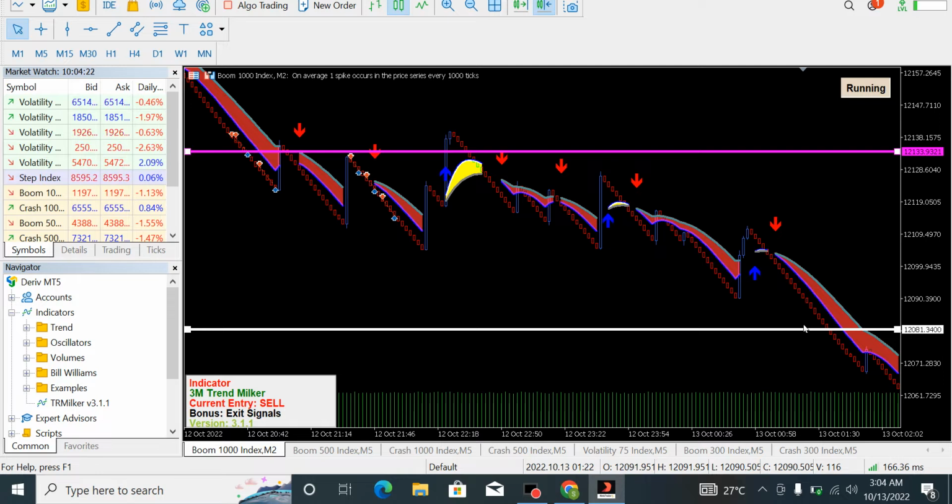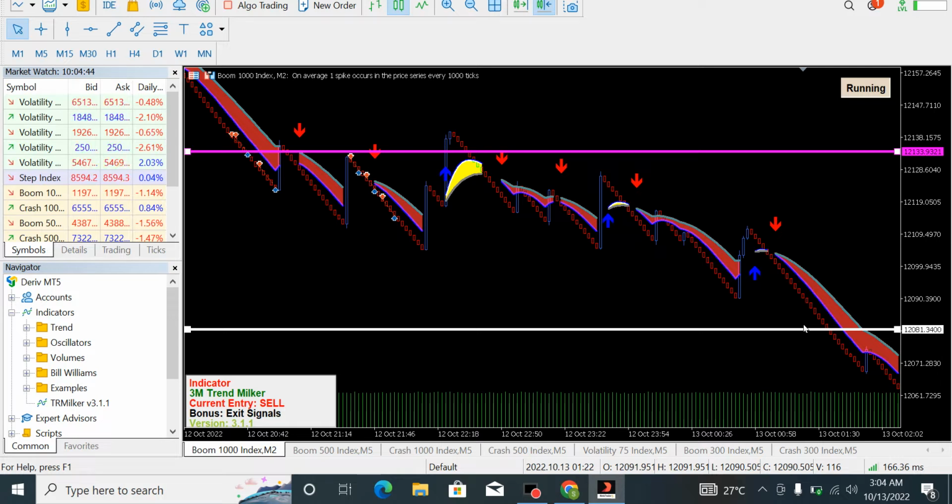So I would like you to go back to your chart and have this setup on your chart. This setup will help you. The setup is called the 3M trend milker indicator. It will help you to analyze the market easily, and you will be able to identify your trend easily. You will even know your entry point and your exit point. That way you will be able to milk the market successfully with it without any hiccups.